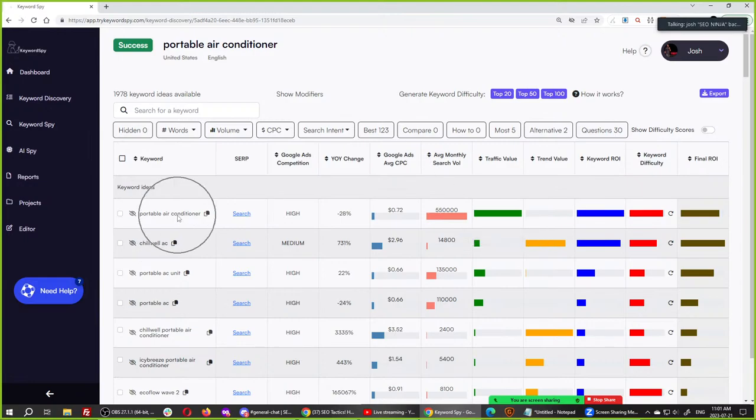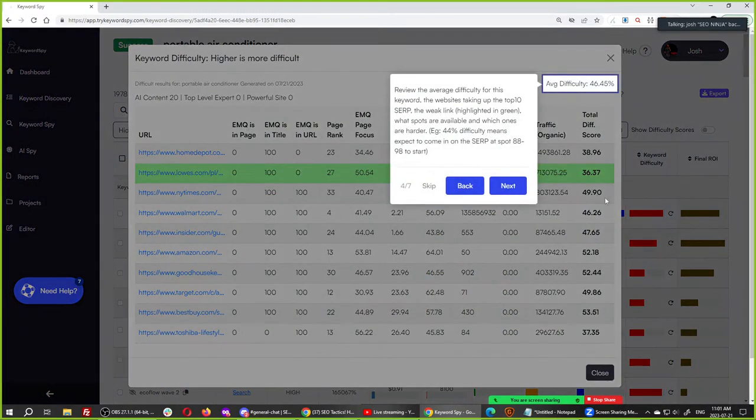But this is kind of what you would build up to in the end. You wouldn't want to start with this, because with a keyword difficulty of 46, you're going to come in at spot 92. You're going to come in at page 10 to begin with, unless you've got some other really good things going on. So you might be like, okay, Josh, well, how do you get this information? This is how we get the information.